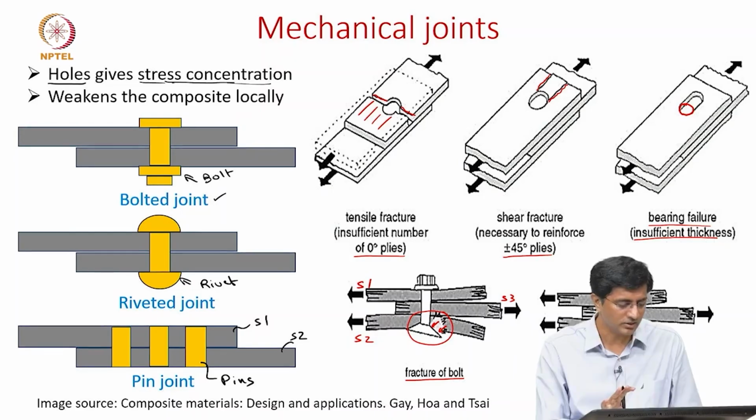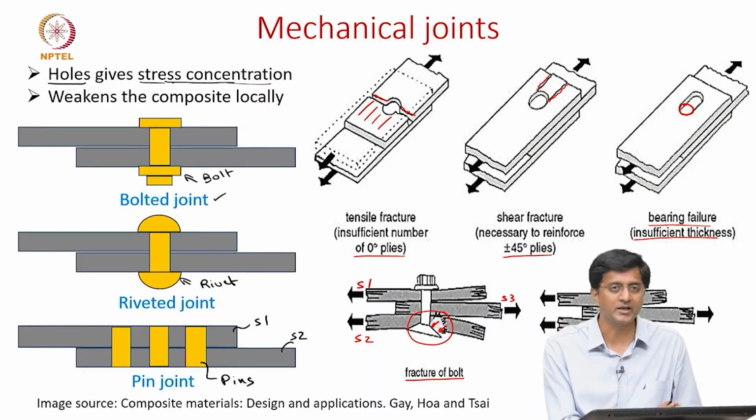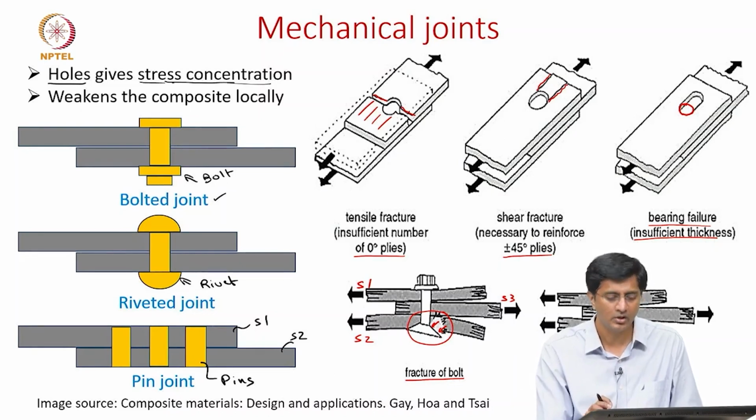So in summary, these are the different mechanical joints people use in the composites, as well as the commonly occurred failure modes. We also try to show how we can minimize most of these commonly occurring failure modes.